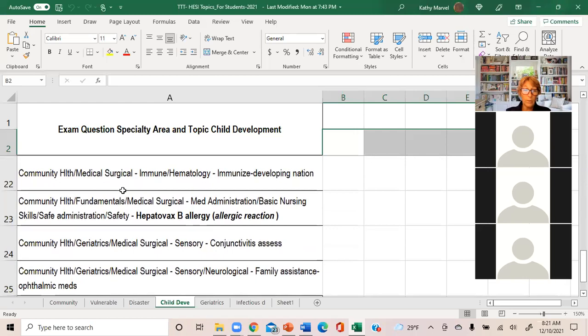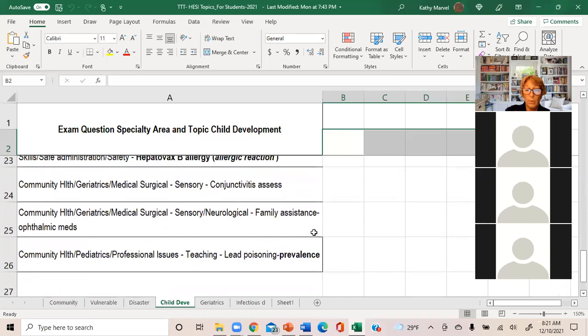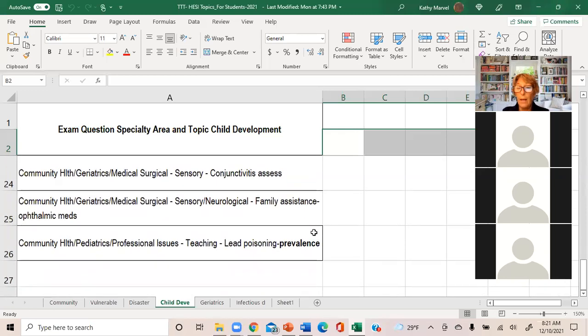There must have been a question about the hepatitis B vaccine allergy, and what does an allergic reaction look like? So we have that in here. And conjunctivitis assessment? I think pink eye when I think about that.